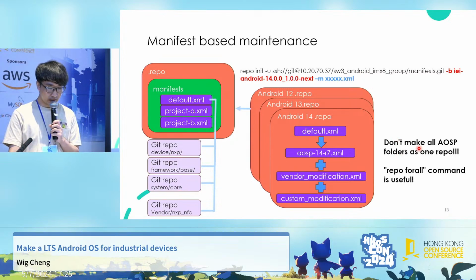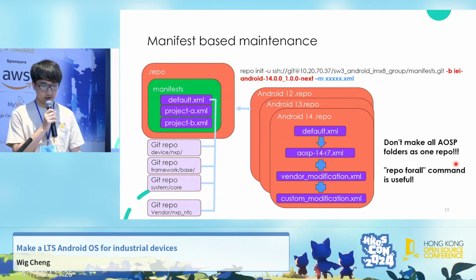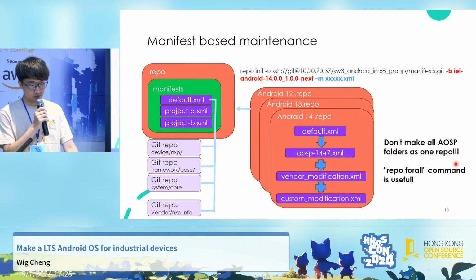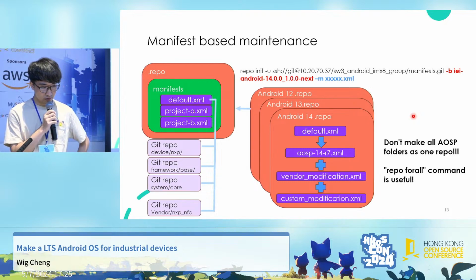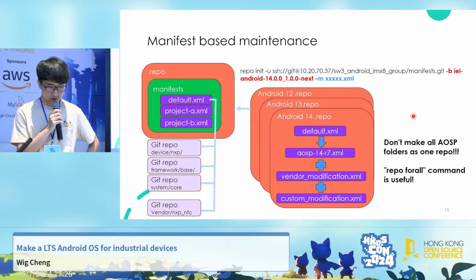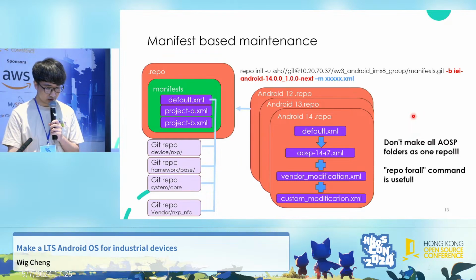And remember, don't make all AOSP folders as one repo. Of course, it's not made by me, but I saw many cases before, so many R&D teams do it this way. But it's not easy to maintain, especially if you have a long-term support requirement. You have to update the OS, and this way cannot do that. And if you want to check the old repository status using the manifest structure, you can use the repo forall command. It's very useful.